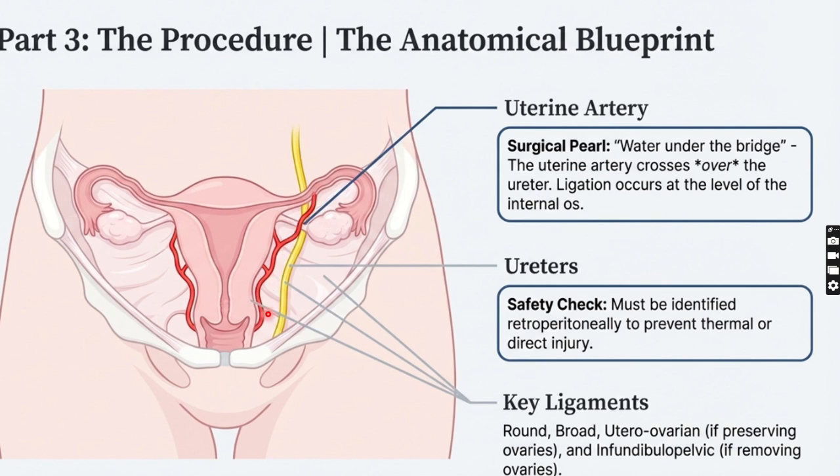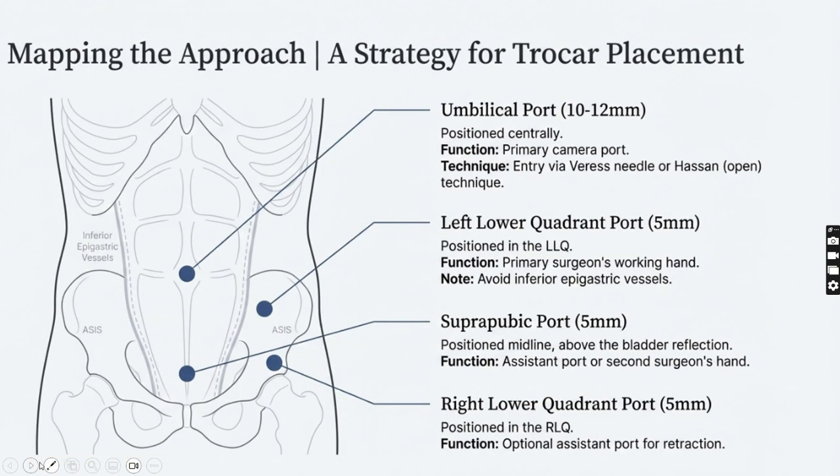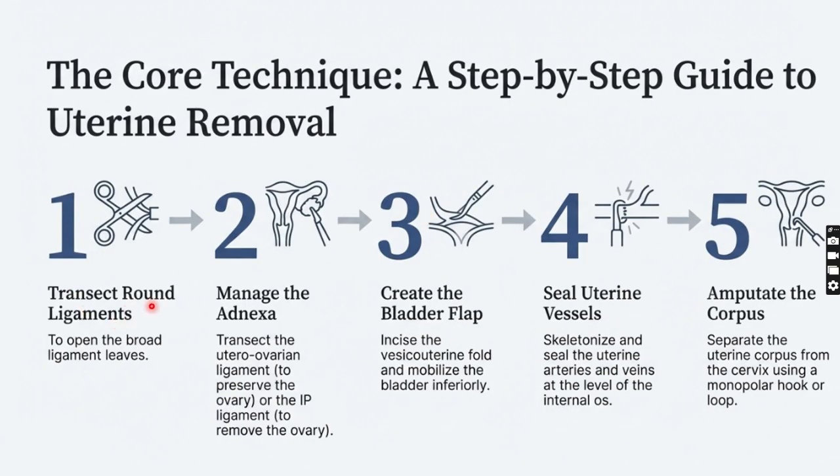We should remember that the uterine artery crosses over the ureter, and we can remember the mnemonic of water under the bridge. The water is the ureter and the bridge is the uterine artery. Usually we use 3 to 4 ports. First, the umbilical port, which is the primary camera port, and the left lower quadrant port, suprapubic port, and right lower quadrant port.